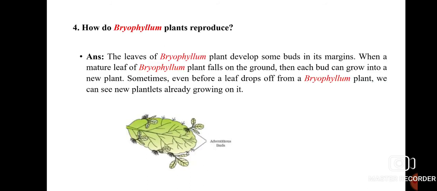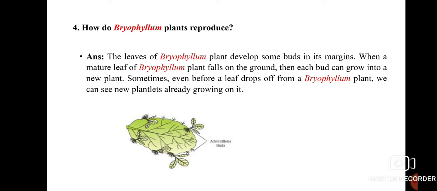Next, number 4, how do bryophyllum plants reproduce? The leaves of bryophyllum also undergo asexual reproduction. The leaves of the bryophyllum plant develop some buds on the margin. When the mature leaf of bryophyllum falls on the ground, then each bud can grow into a new plant.